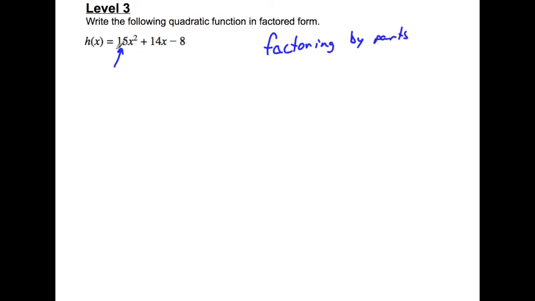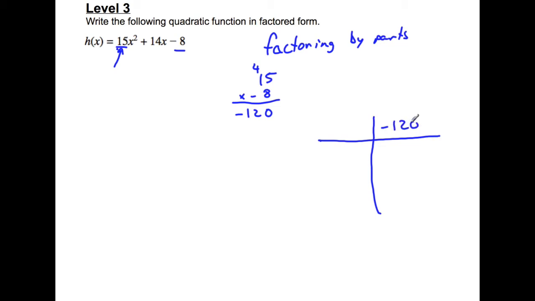So what I'm first going to do is multiply the first term and the last term. I don't have a calculator, so I'm going to do it out by hand. So we've got a product of minus 120. So what I want to do is set up a little chart. Put my minus 120 here. And I want to find two numbers that multiply to that number and also add to 14.